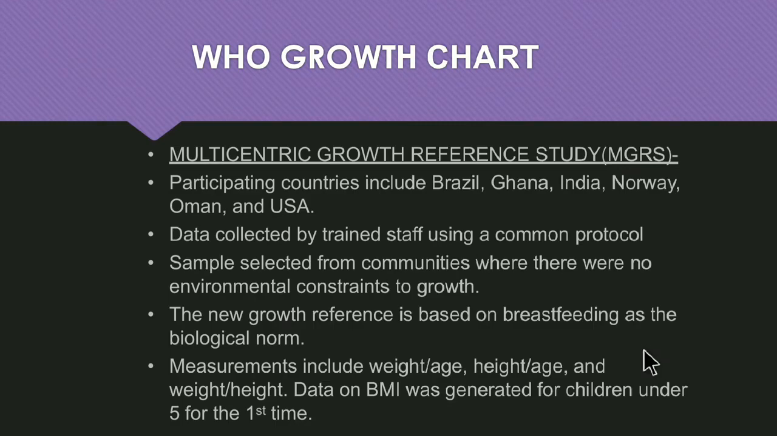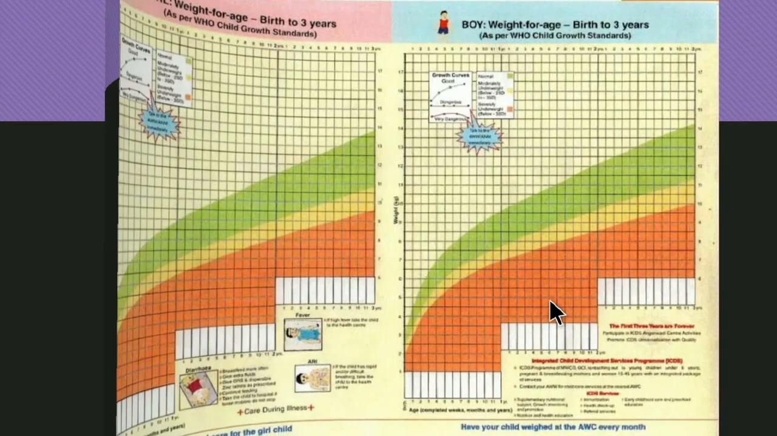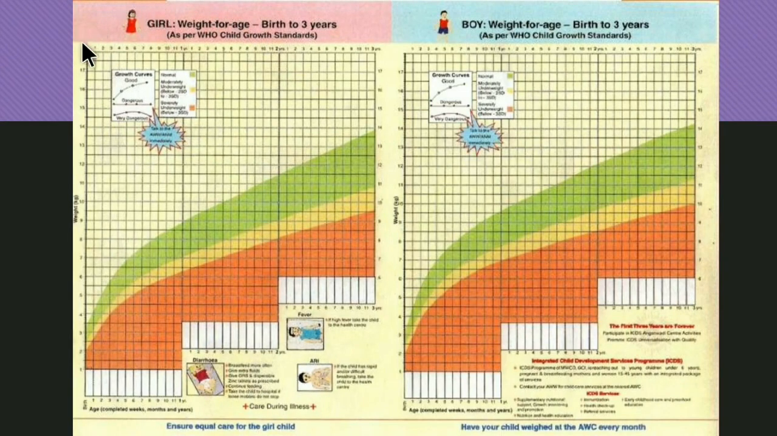Now let's see how the growth chart was designed by the WHO. So this is the growth chart designed by the WHO. As I have already mentioned, the pink portion is for the girls, and the blue portion is for the boys. There are two growth charts for different genders because the growth in girls is different from that of the boys.